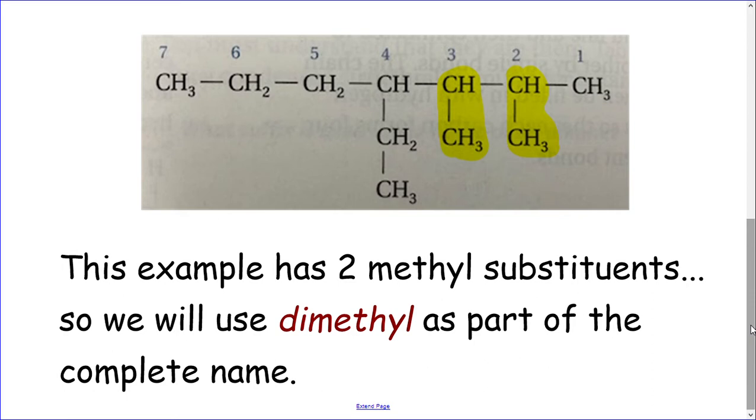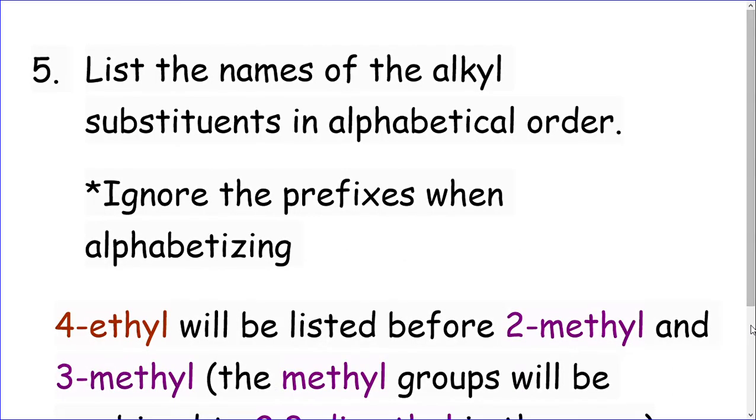So this dimethyl allows us to not write 2-methyl, 3-methyl. We can combine them together. So we list the names of the alkyl groups, the alkyl substituents, in alphabetical order, but there's a big caveat here that we don't use the prefixes for them. So if I have a methyl group, I'm counting the M to go in alphabetical order. If I have dimethyl, I'm still looking at the M because I don't count the prefix. I don't count how many there are, just the naming of it.